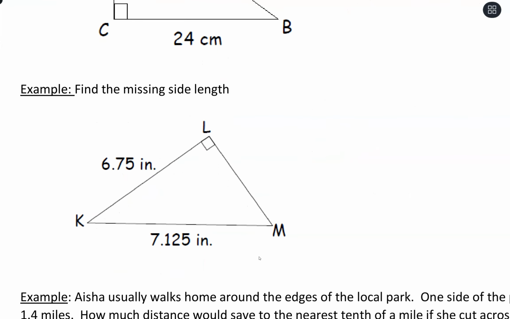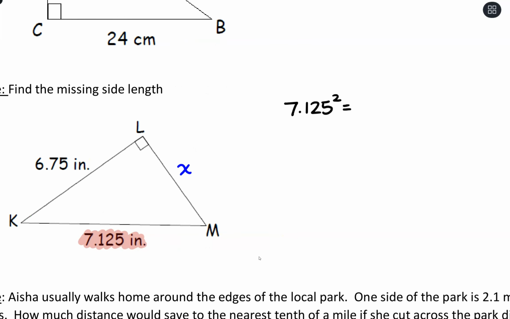Okay, another scenario. So we are actually given the hypotenuse. So again, I start by just seeing, okay, there's our hypotenuse. So I know that that has to go alone on one side of the equation. So 7.125 squared is equal to, and then we have a given leg, and then we have a missing leg. So we're going to have our x squared plus 6.75 squared. So to solve for x squared, what we'll have is the hypotenuse squared minus the leg squared.